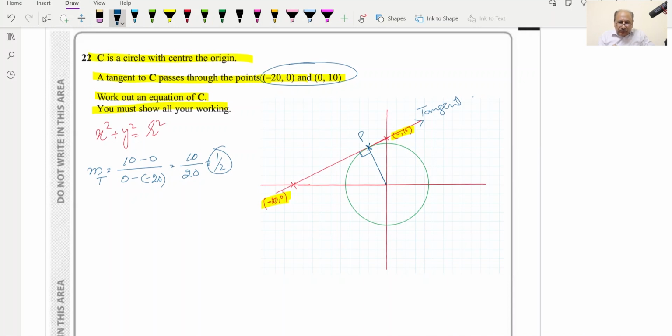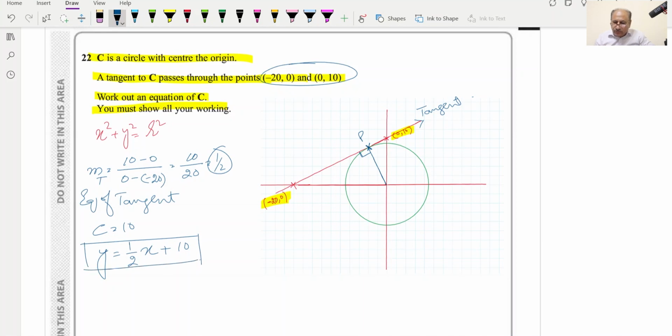Now we can write the equation of the tangent. For the equation of the tangent, we can use the y-intercept, which is at 10, so we can use the c value as 10, and the gradient is 1 by 2, so y is equal to 1 by 2 x plus 10. This will be the equation of the tangent.